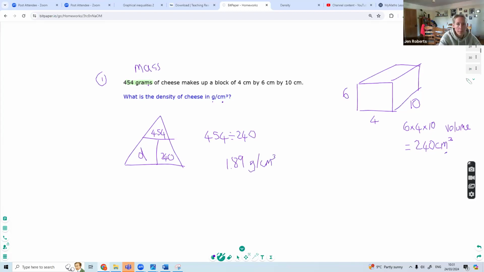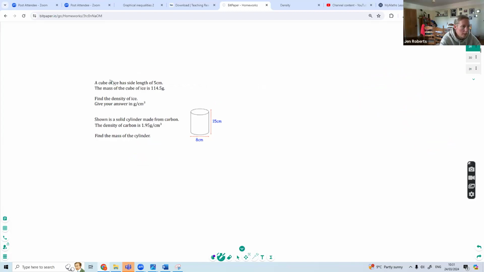Now, have a go at this question and this question. Just don't forget for your cylinder, get one of the exam papers that you've been sent at some point, and have a look at the formula sheet, because it might have some information that might be useful for two.